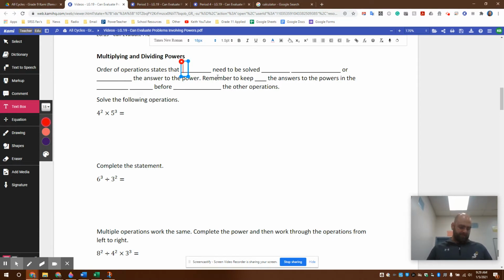Now, order of operations states that powers need to be solved before multiplying or dividing the answer to the power. So the first thing we need to do is solve for our powers. Okay. So when we're doing that, again, we need to remember to keep all the answers, so you can get that in here, all the answers to the powers in the correct place.